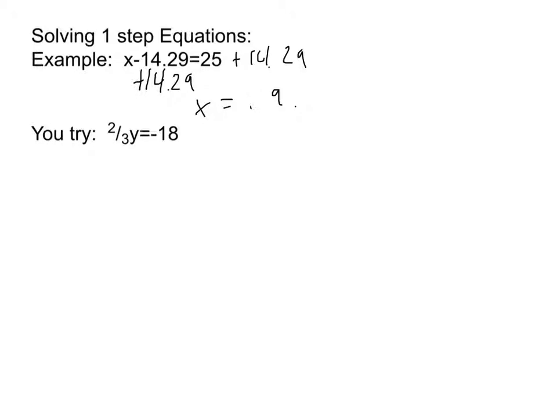Let's try that again. Is 39.29? So go ahead and hit pause. The next one says 2/3 times y equals negative 18. Remember, to get rid of something, just do the inverse function. So go ahead and hit pause.